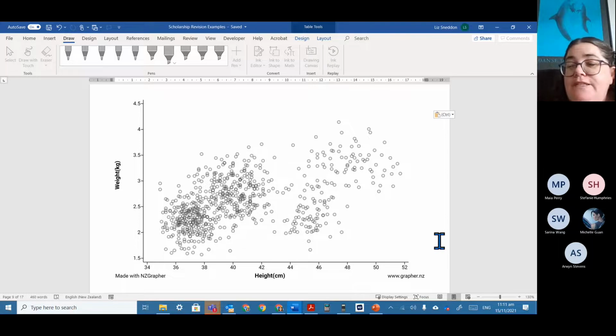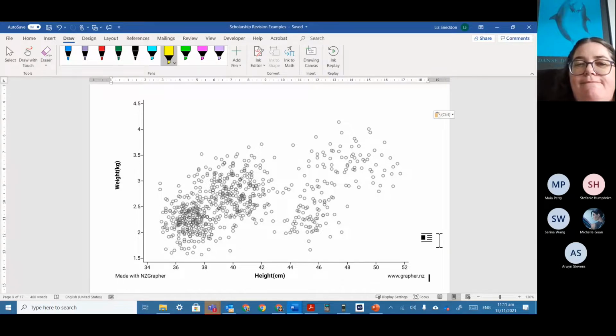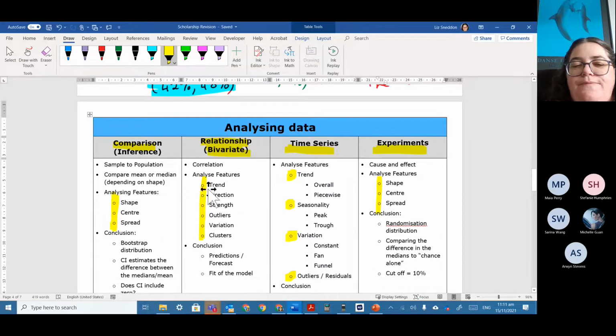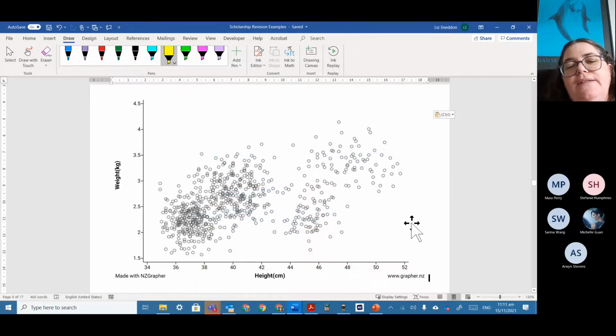So features for a bivariate graph. What are the features that we want to talk about? We want to do these ones: trend, direction, strength, outliers, variation, and I want to go on to have a quick look at that cluster part in a minute. So let's start with trend and direction. So trend. Does it look like I could fit a straight line through that data, or does it look more like a curved data set?